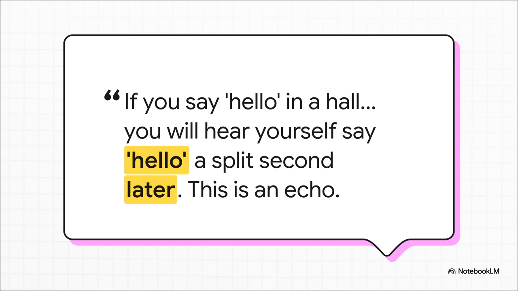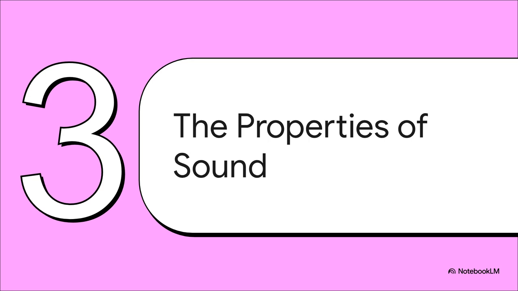Of course, a sound wave doesn't just travel in a straight line forever. When it hits a surface, like a big wall in an empty hall, it can bounce right off. And that reflected sound wave, the one that travels all the way back to your ears, well, that's what we call an echo. So we know what sound is and how it travels, but why does a high-pitched whistle sound so different from a low, deep rumble?